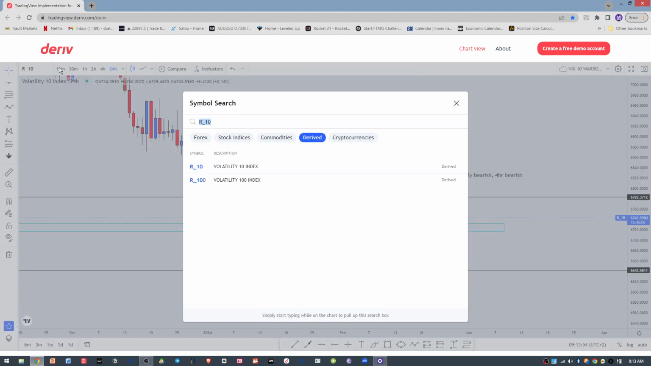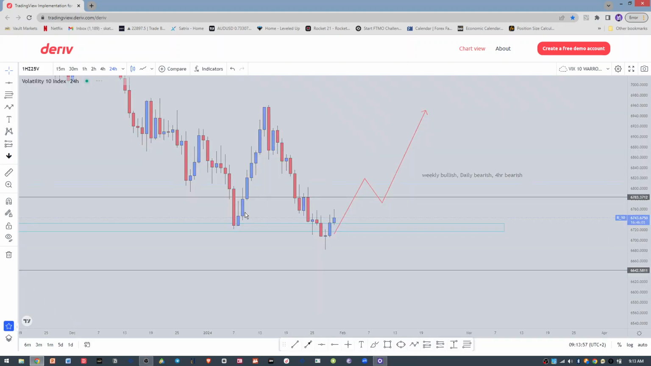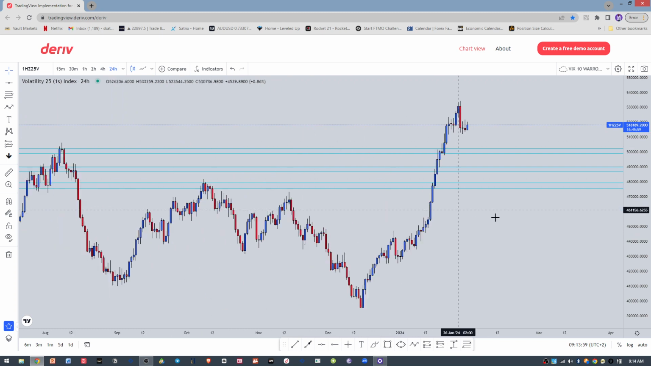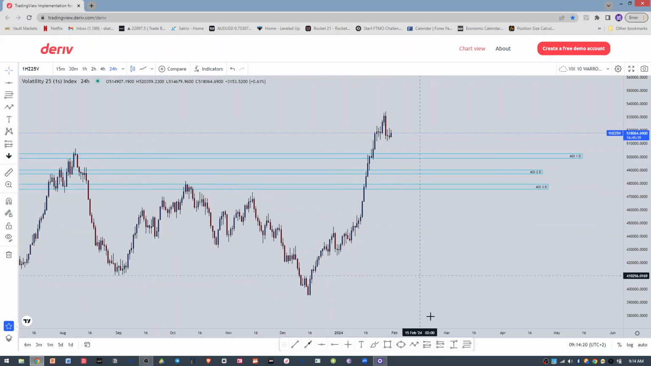So let's jump into Volatility 25 (1s). As you guys can see in 25 (1s), we're currently in a strong bull run, right? We can see that we basically started to create lower highs, lower lows, lower highs, lower lows. Then we start to break the structure, create this new high, higher low, higher high, higher low, higher high. So we can see that our daily time frame is currently bullish.